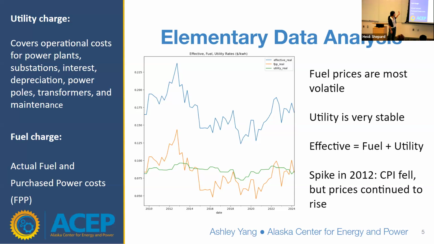And I'm going to talk really briefly about the spike in 2012. So I'm using real rates. I adjusted for inflation and I used the base year 2009. So 2012 was when deflation occurred, but prices continued to rise.